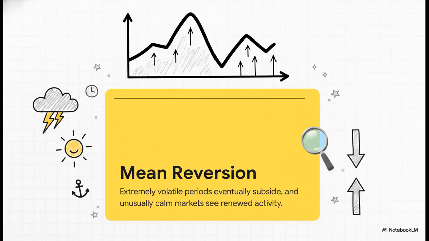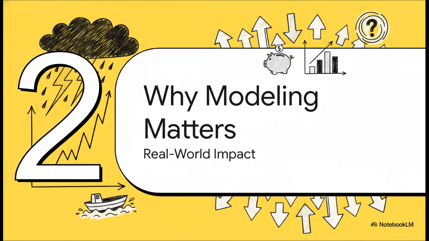Completing our core triad of concepts is mean reversion. You can think of this as the market's psychological anchor. So while volatility clusters in the short term, over the long run, it inevitably reverts to the mean. Even the wildest financial storms eventually just run out of energy and subside. And interestingly enough, those unusually long, boring periods of calm always eventually wake up and experience renewed activity. This specific dynamic is exactly what allows investors to actually do long-term planning without completely panicking every time a storm rolls in.